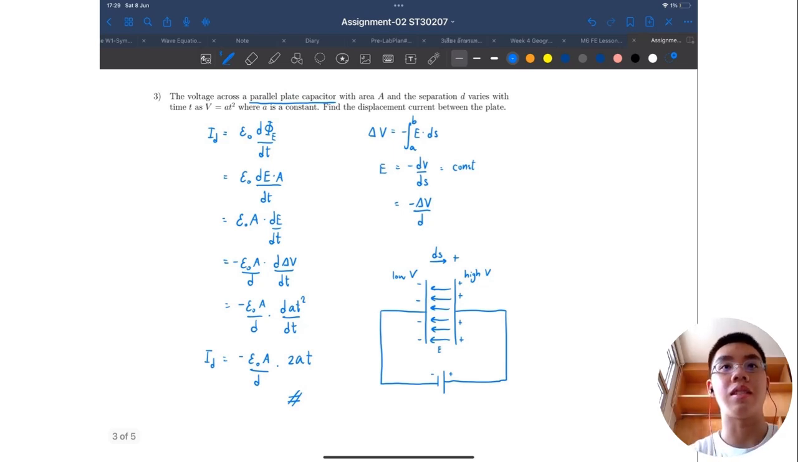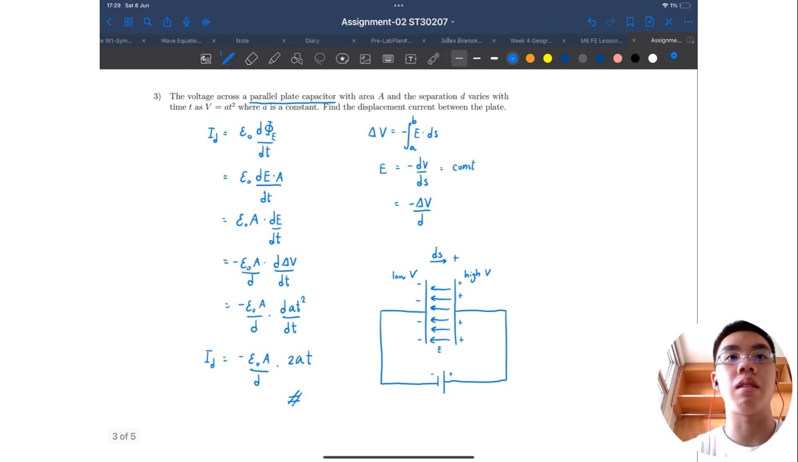Next is the third question. It asks: the voltage across a parallel plate capacitor with area A and separation D varies with time t as V equals A t squared, where A is a constant. Find the displacement current between the plates.